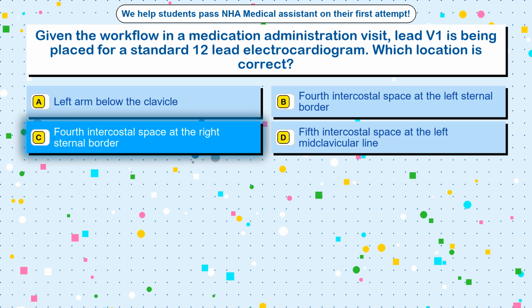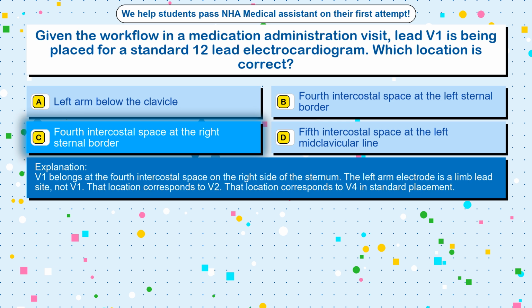The correct answer is option C, fourth intercostal space at the right sternal border. V1 belongs at the fourth intercostal space on the right side of the sternum. The left arm electrode is a limb lead site, not V1. That location corresponds to V2. That location corresponds to V4 in standard placement.